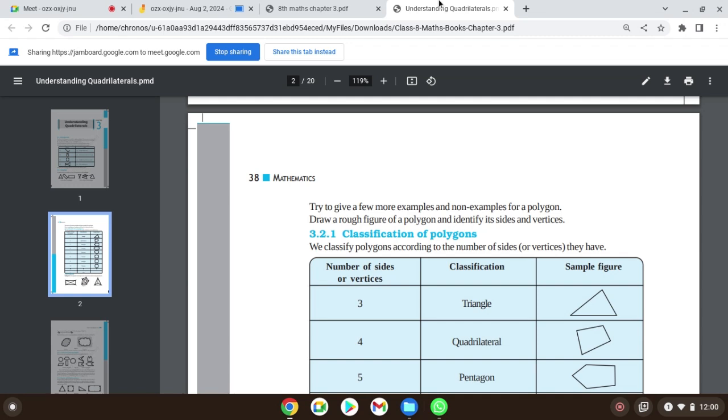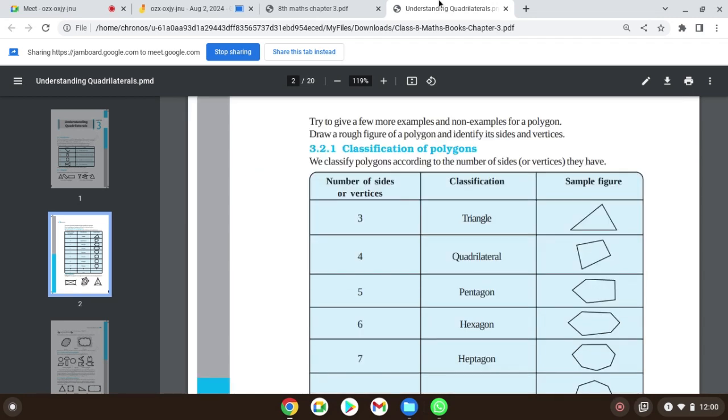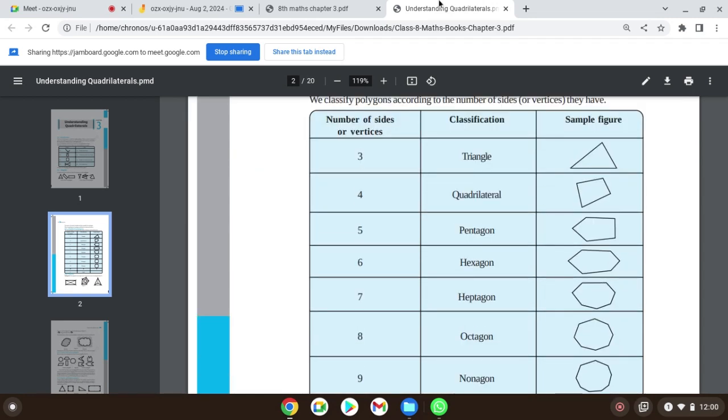Draw a rough figure of a polygon. Identify its sides and vertices. We have done the sides and vertices. How many sides does a triangle have? 3. Quadrilateral, 4. Pentagon, 5. How can we count the sides of any polygon? By counting the points, the corners of that diagram.